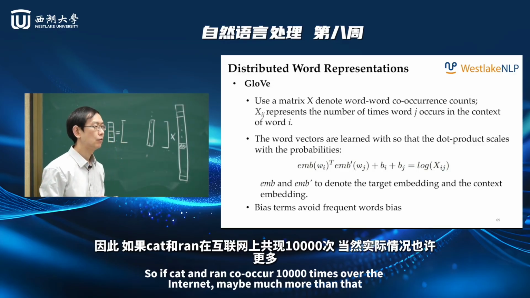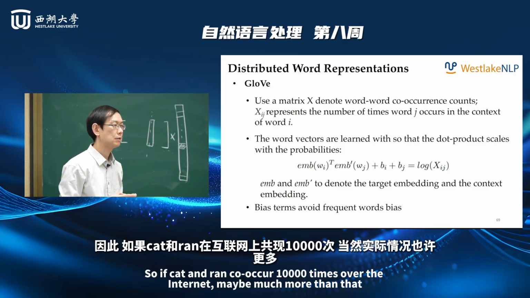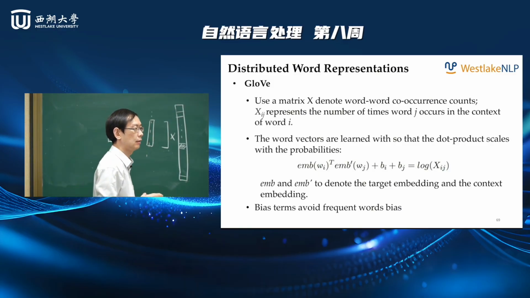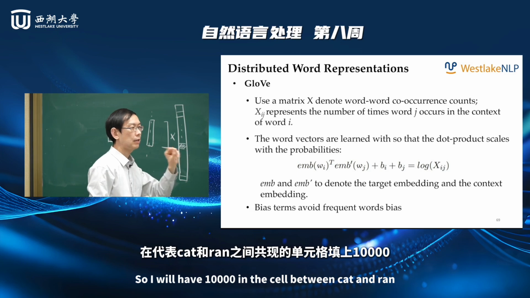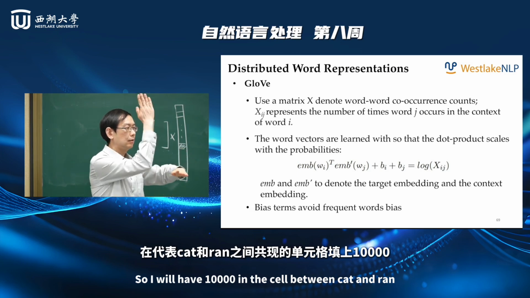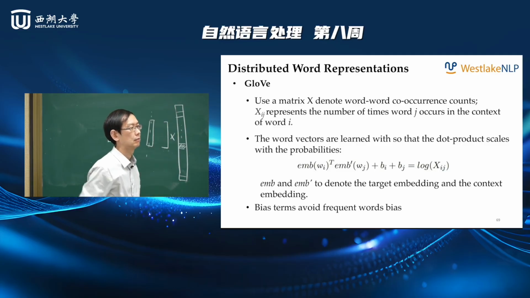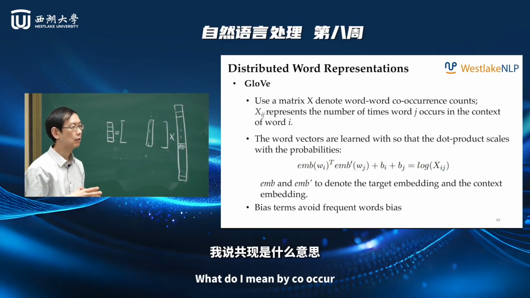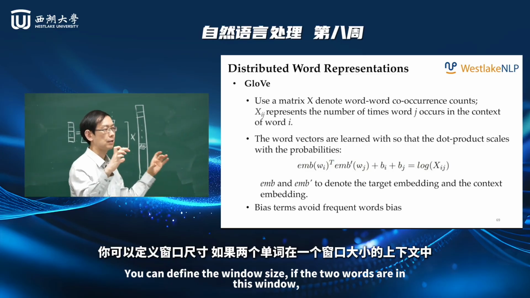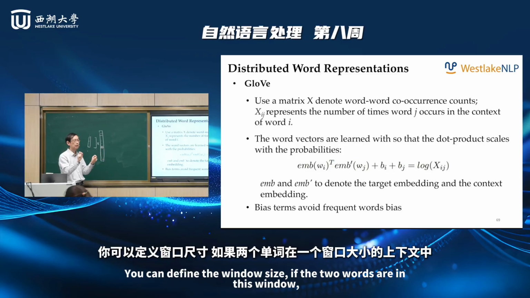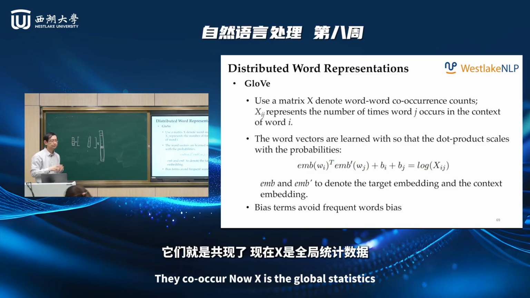So if cat and ran co-occur 10,000 times over the internet, maybe much more than that, okay? So I will have 10,000 in the cell between cat and ran. What do I mean by co-occur? You can define the window size. If the two words are in this window, they co-occur.